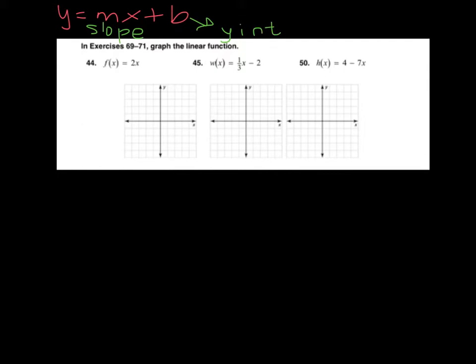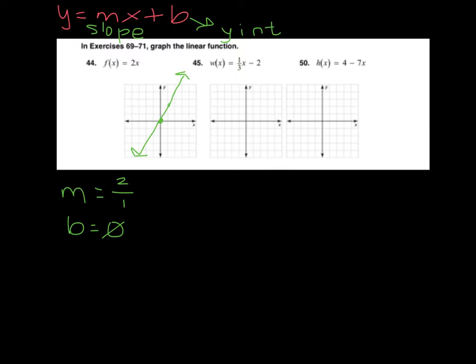So looking at number 44, you should be able to identify m, and you should be able to identify b. Since there's no number being added or subtracted, b, which is your y-intercept, is actually 0. So I'm going to start my graph at the origin. The slope in this case is 2, which is a whole number, so remember you put that over 1. So I am going to rise 2 and run 1 to the right from the origin. Then I'm going to take a straight edge and I'm going to draw a line. Remember that your slope, if it's a positive number, then your graph should slope up from left to right.